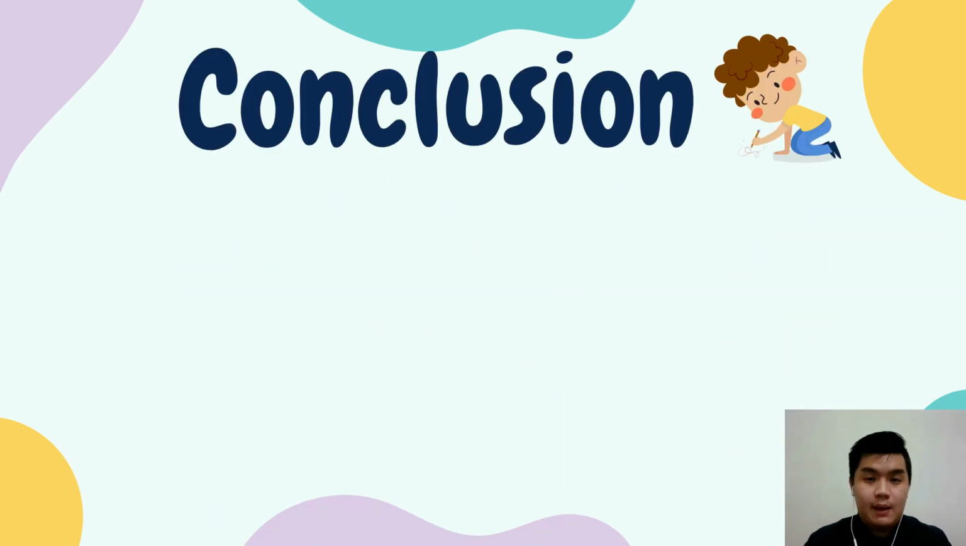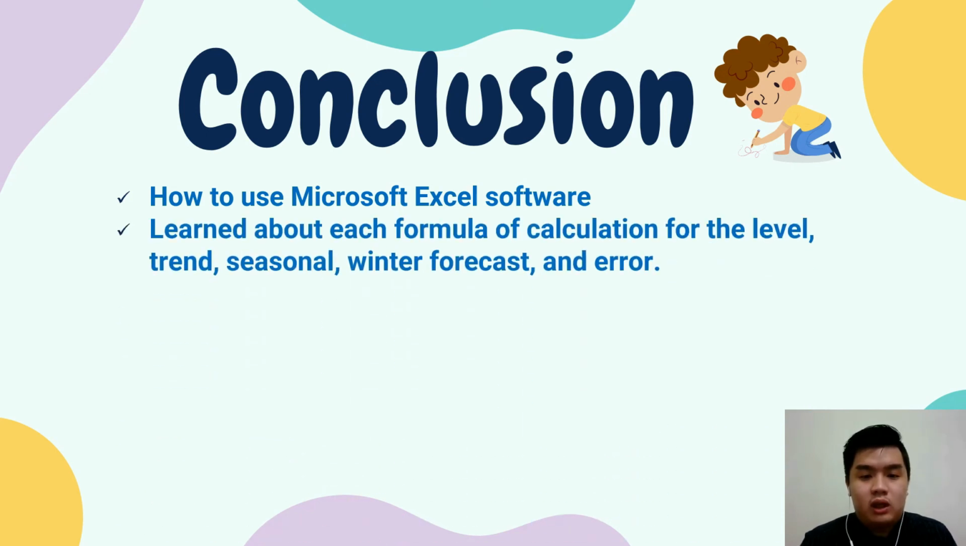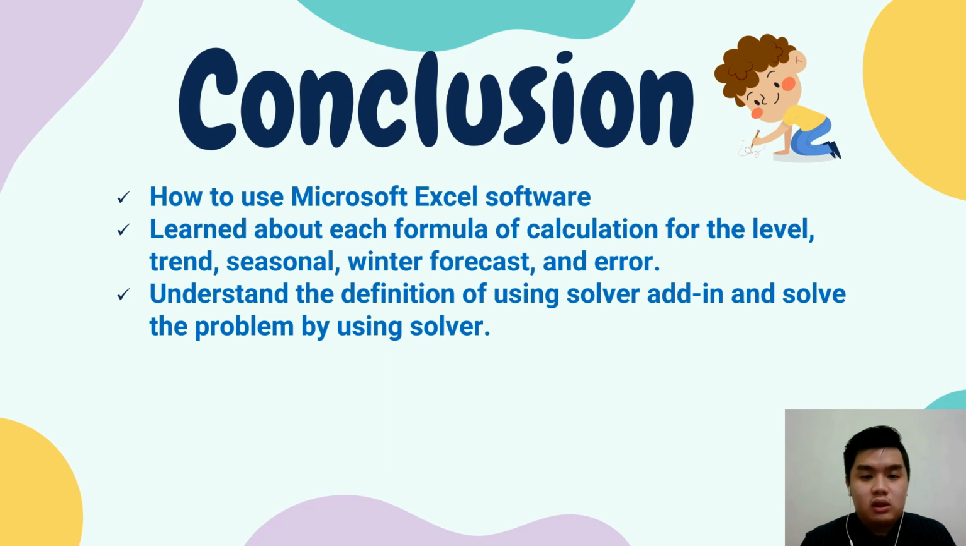In the conclusion of this lab report, we have learned how to use Microsoft Excel software to conduct the Winters exponential smoothing technique. Second, during the process, we have learned about each formula for the calculation of level, trend, seasonal, Winters forecast, and error. Besides, we can also understand the definition of the Solver add-in and solve the problem by using Solver. At the same time, we can obtain the best solution and result by using Solver to minimize the value of RMSE and optimize the values of alpha, beta, and gamma.